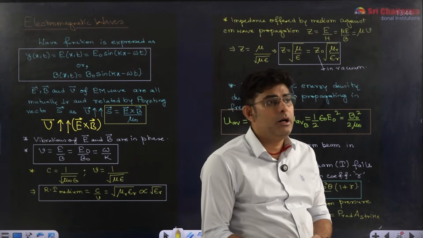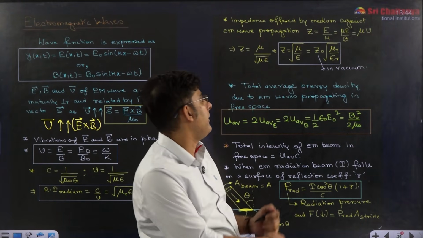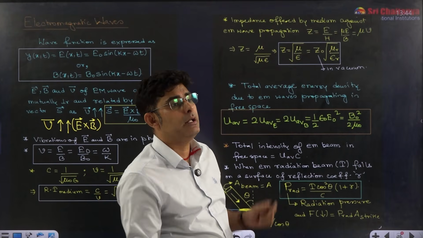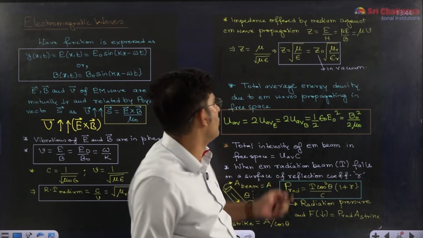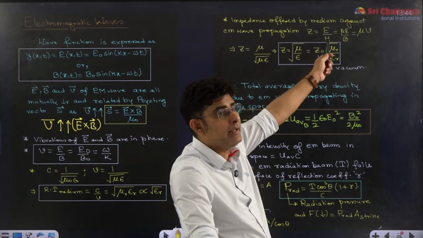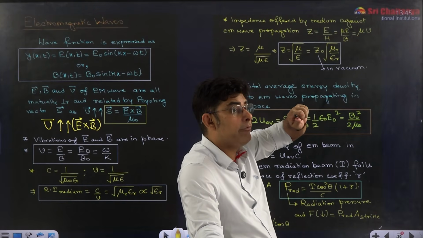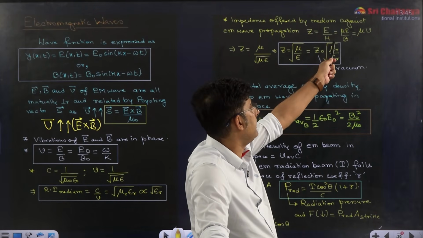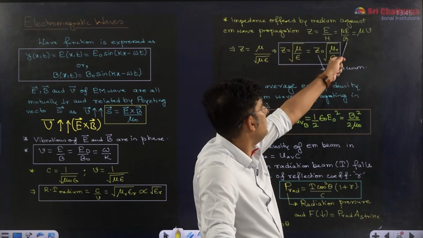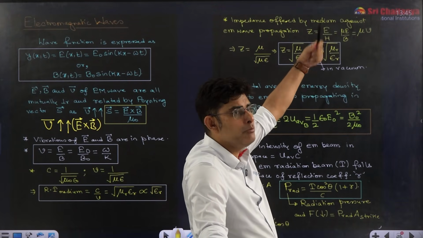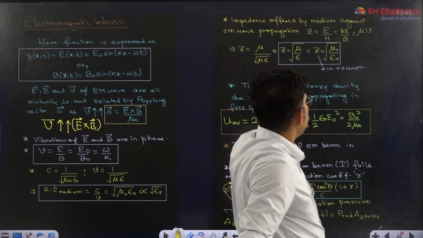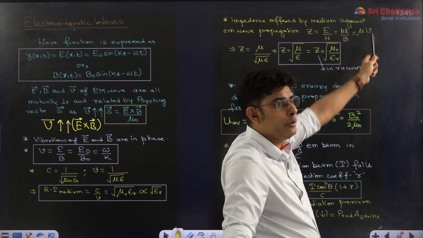Impedance. When an EM wave is propagating in a medium, the medium will offer impedance against its motion. That impedance Z is defined as E by H. E is the electric field, H is the magnetic field intensity, not the magnetic field induction. We have studied H is B by mu for the medium, and E by B is V, so you can directly say mu into V.